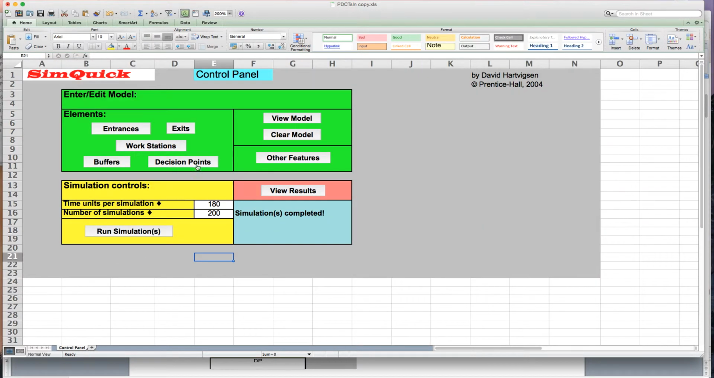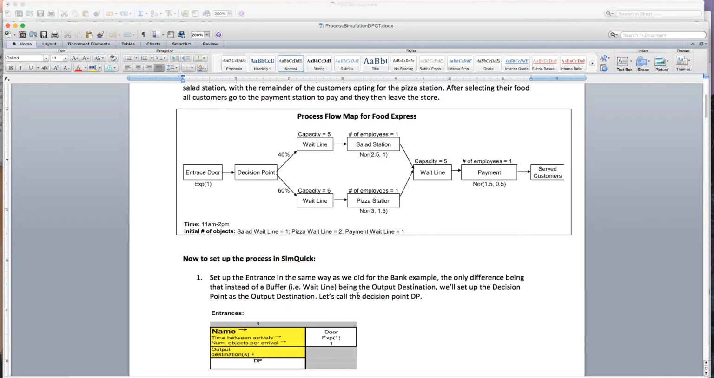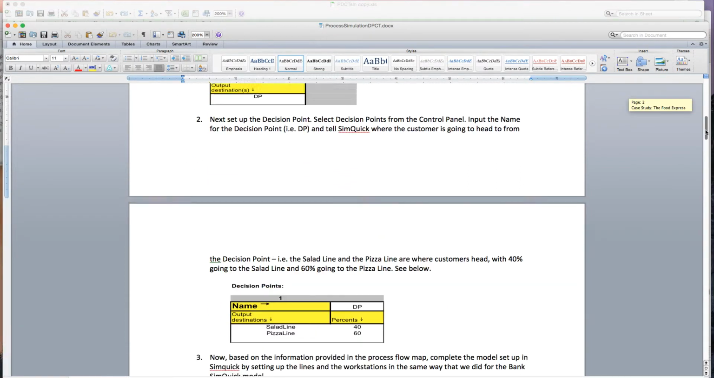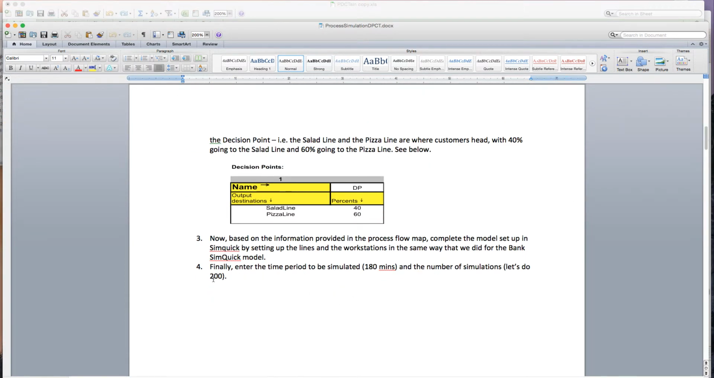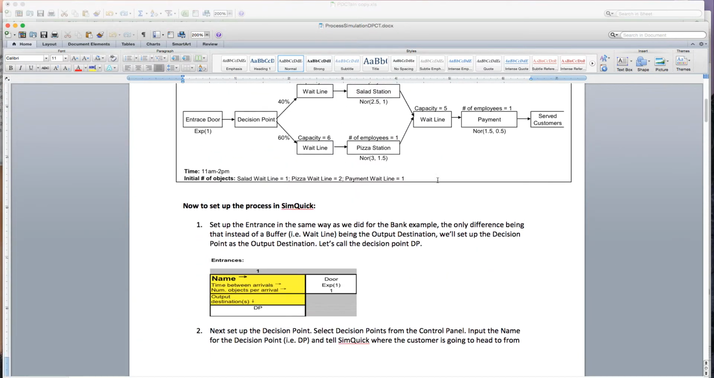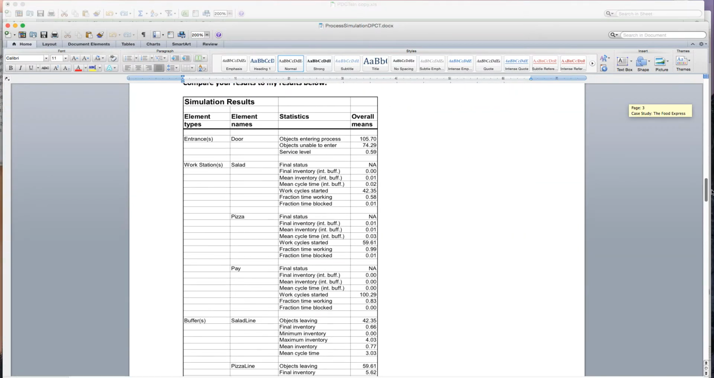So I would like you to step through the rest of that to make sure that you really understand what you're doing in SimQuick. Set up each of these things here, and then per the instructions, I would like you to run your sim for 200 simulations. Now remember, your time period to be simulated is 180 minutes. Where did I get that from? It's my 3-hour time period here. Now you run your sim, you get your results, and you compare them to my results here. Remember, we're running 200 sims. You might see a tiny bit of variability, but nothing to get concerned about. Check against my results.